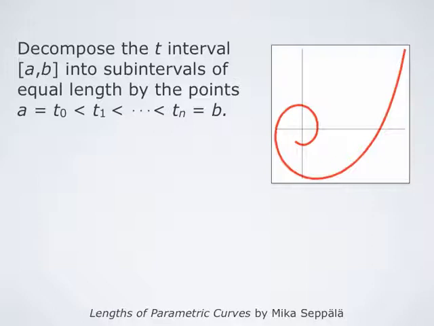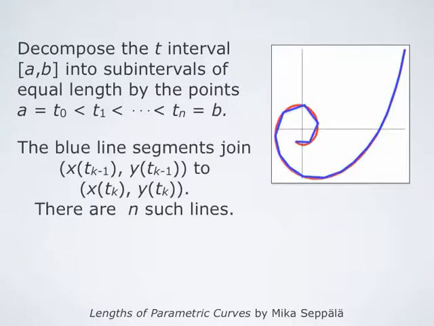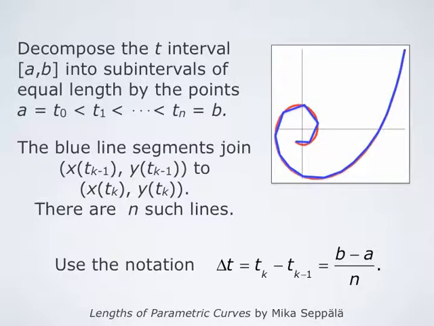Now we consider the endpoints of these subintervals and the corresponding points on the red curve. We join these corresponding points on the red curve to each other by straight line segments, so that we join the point x(tk-1), y(tk-1) to the point x(tk), y(tk) for all values of k. There are n such line segments. In the computations that follow, we use the notation delta t equals tk minus tk-1, which is b minus a divided by n. This quantity does not depend on k because we chose the decomposition of the interval from a to b into subintervals so that all subintervals had the same length, which is b minus a divided by n.